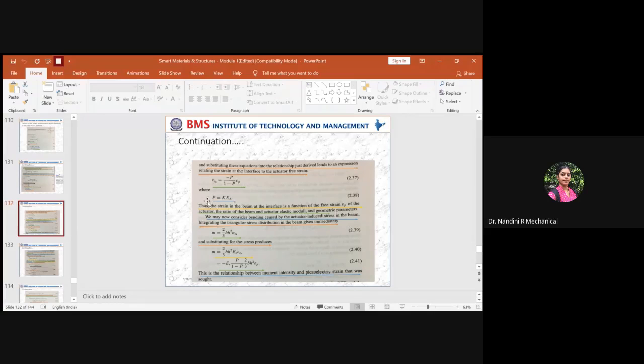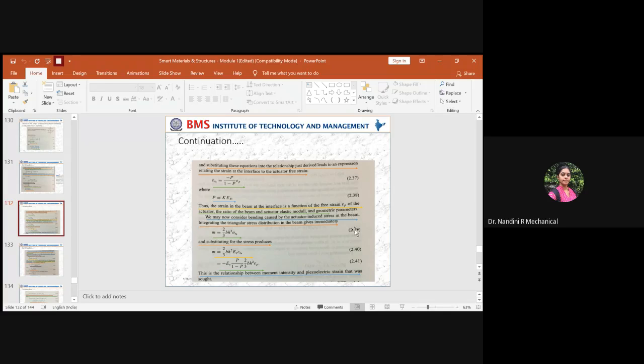The same equation is explained here in the sentence. I told you, this is a dimensionless parameter which will yield the value of the strain across the actuator multiplied by the ratio of the beam to actuator's elastic modulus. So this will provide the value of P. Once you know the value of P, you should consider the bending happening in the actuator, which will result in the induced strain in the beam.